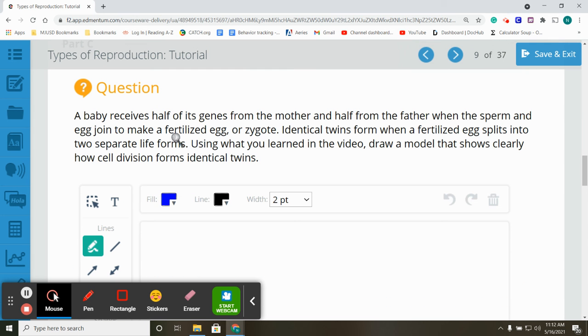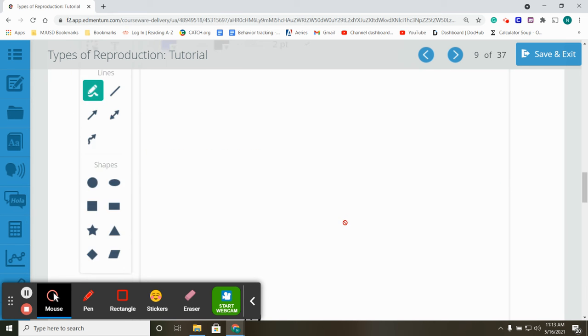A baby receives half of its genes from the mother and half from the father when the sperm and egg join to make a fertilized egg, or a zygote. Identical twins form when a fertilized egg splits into two separate life forms. Using what you learned in the video, draw a model that shows clearly how cell division forms identical twins.